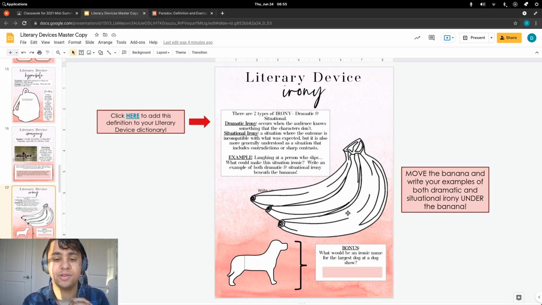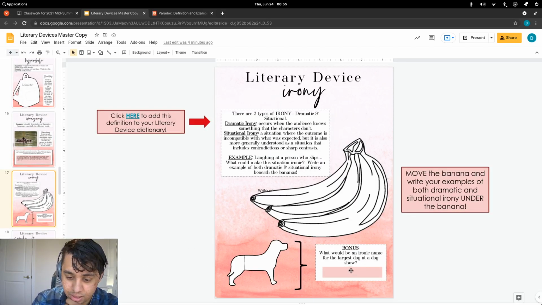The example they give here is laughing at a person who slips. What could make this situation ironic? Write an example of both dramatic and situational irony. So laughing at a person who slips, I would assume that the irony there is that they could be hurt. I don't know. I don't think that's a good example. But our directions say write an example of both dramatic and situational irony beneath the banana.